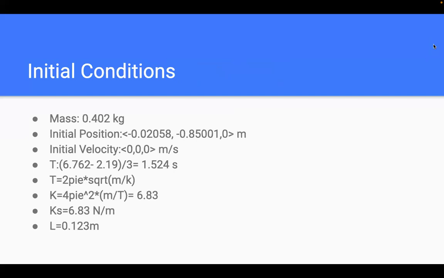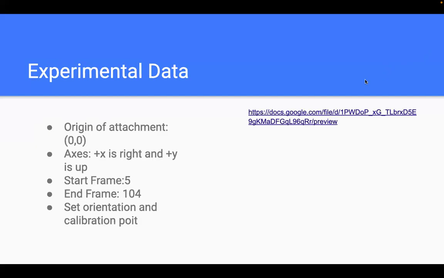So the initial conditions of our experiment are the mass is equal to 0.402 kilograms. This is the initial position of the object. This is the initial velocity. T is equal to 1.524 seconds, and T is also equal to this. K is equal to 6.83, and Ks is equal to 6.83. L is equal to 0.123 meters.